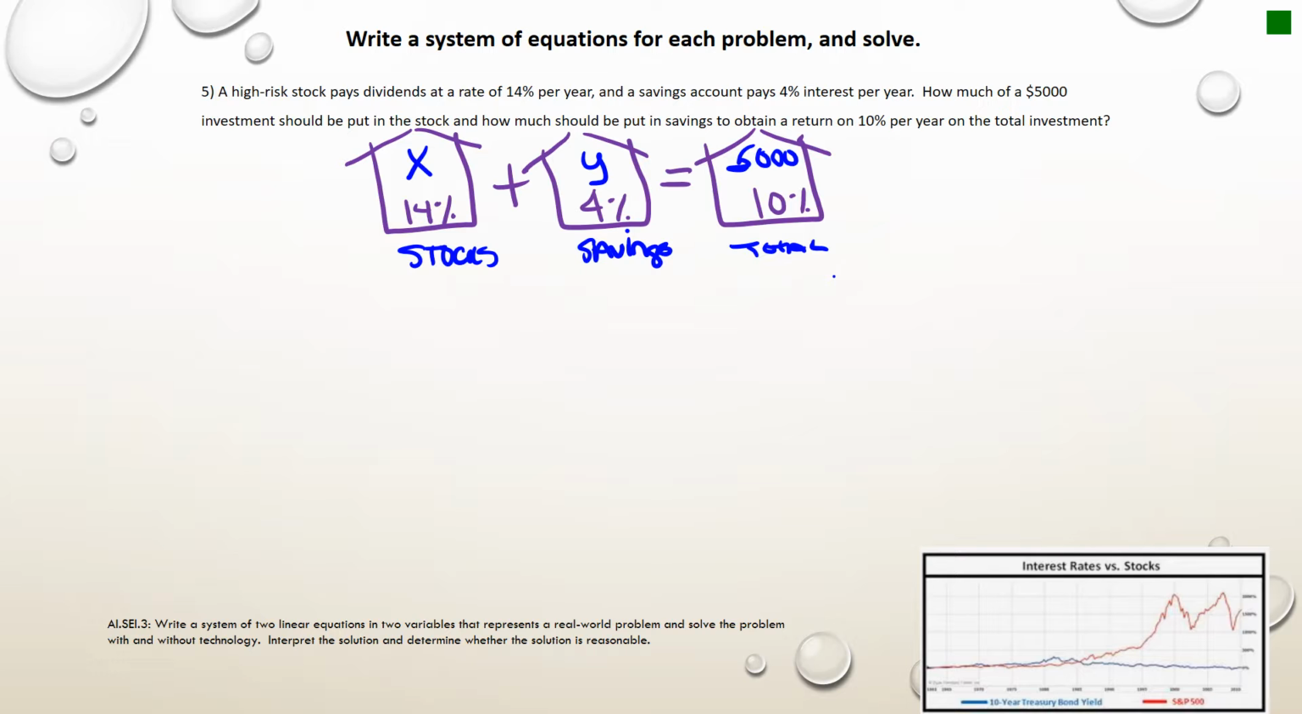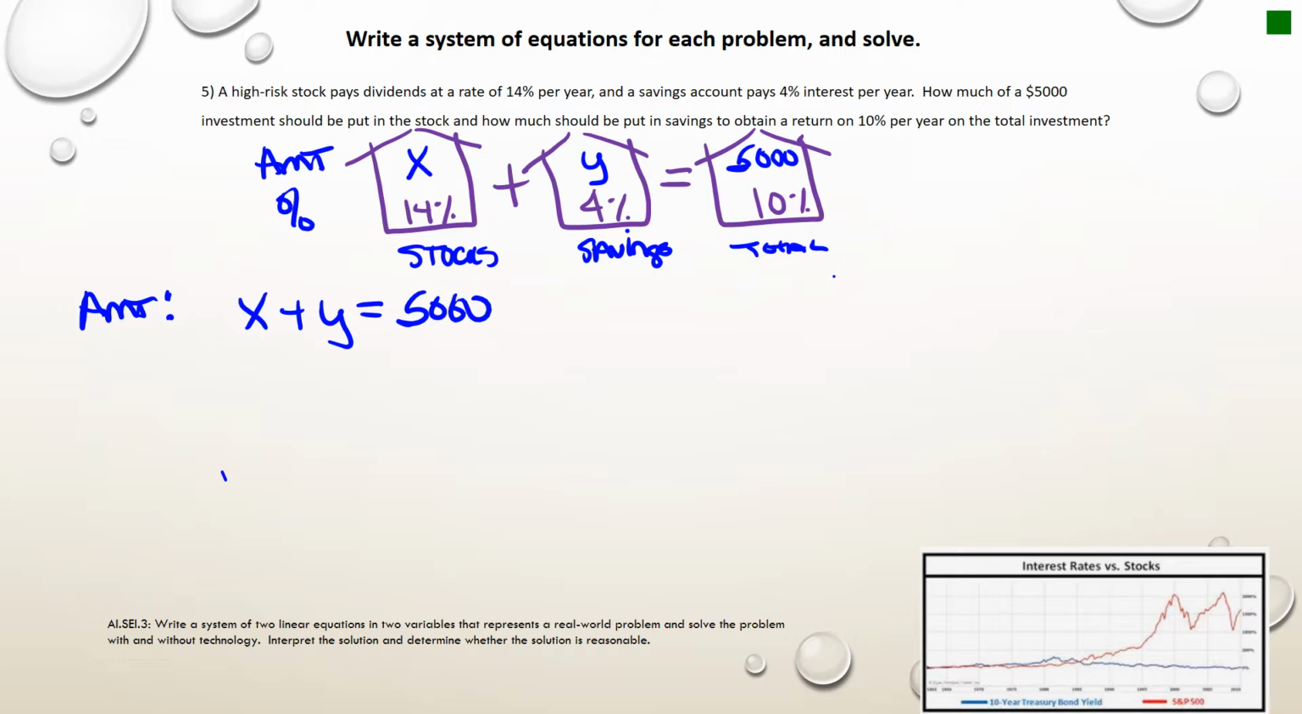Anytime you have percents, you have to multiply. So we're going to have, this is the amount and this is the percent, okay? So our first equation is going to be our amount equation. It's just going to be X plus Y equals 5,000.